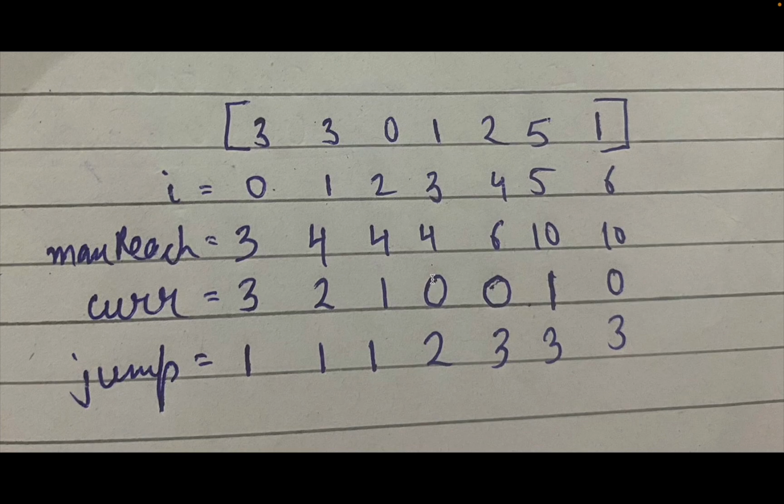Here current will become 0, and as current has become 0, jump will become 2, and after that we will update our current to max reach minus I. So max reach is 4 and I is 3, so current will be updated to 1 here.